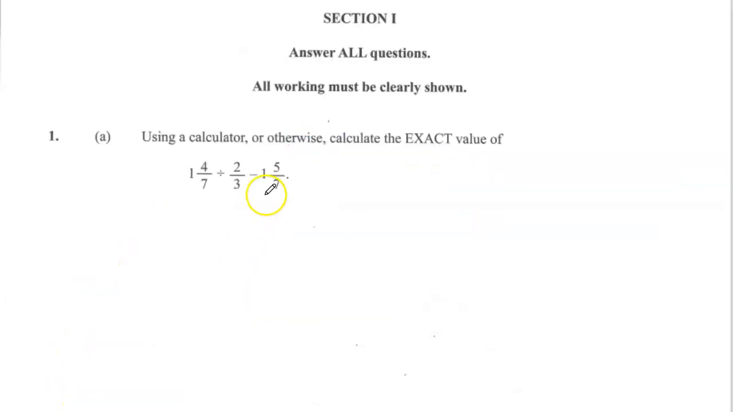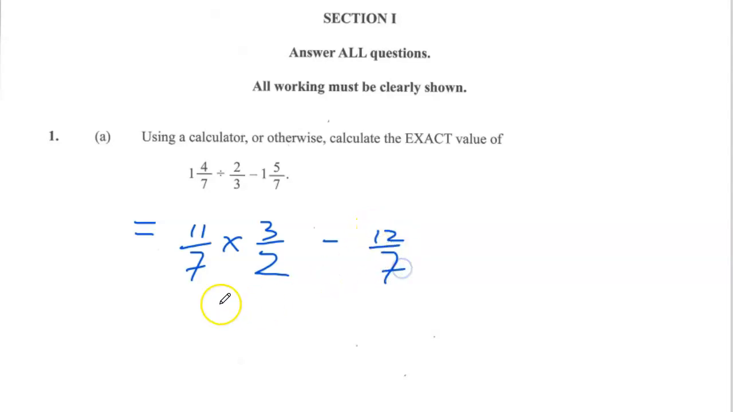So question 1a, we have a fraction question here. We could rewrite 1 4/7 as 7 times 1 plus 4, that's 11 over 7. Divide, and of course we can multiply and take the reciprocal of the fraction on the right hand side there. Minus 7 times 1 plus 5, that's 12 upon 7.